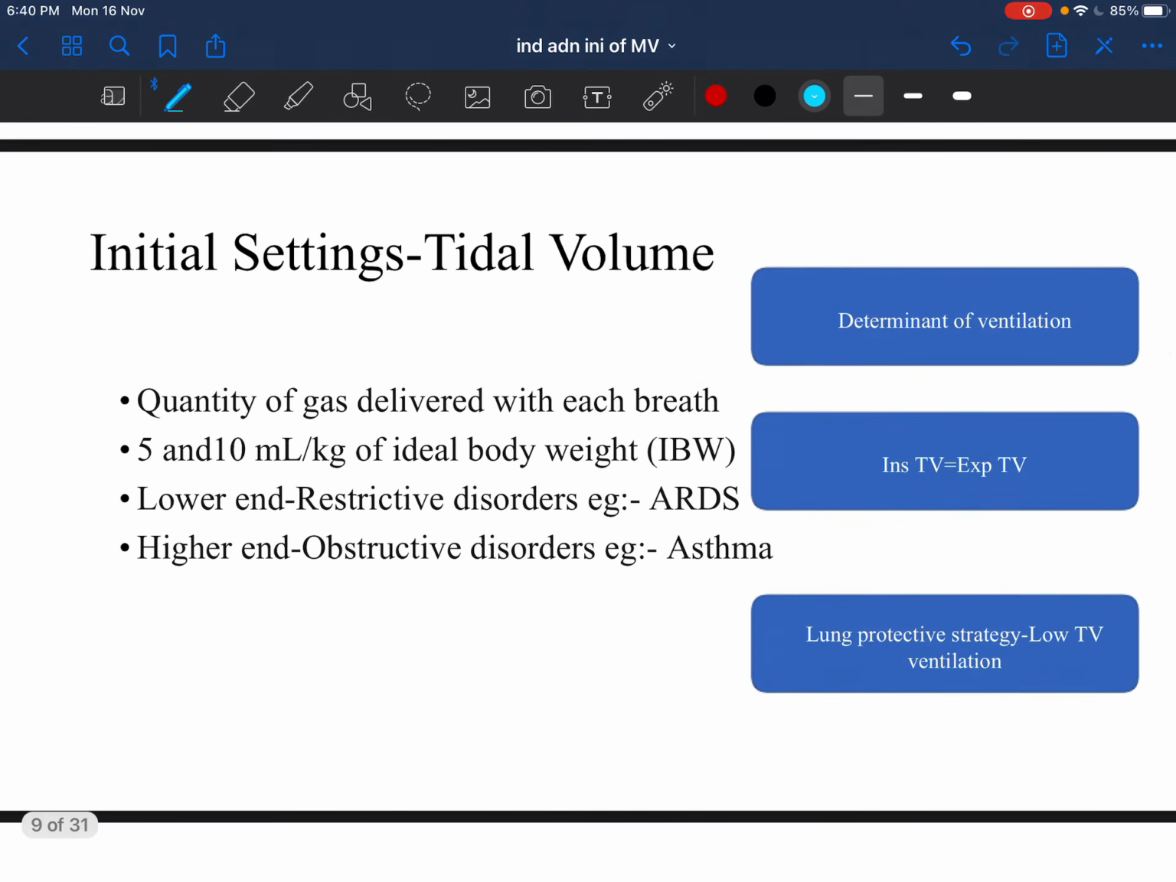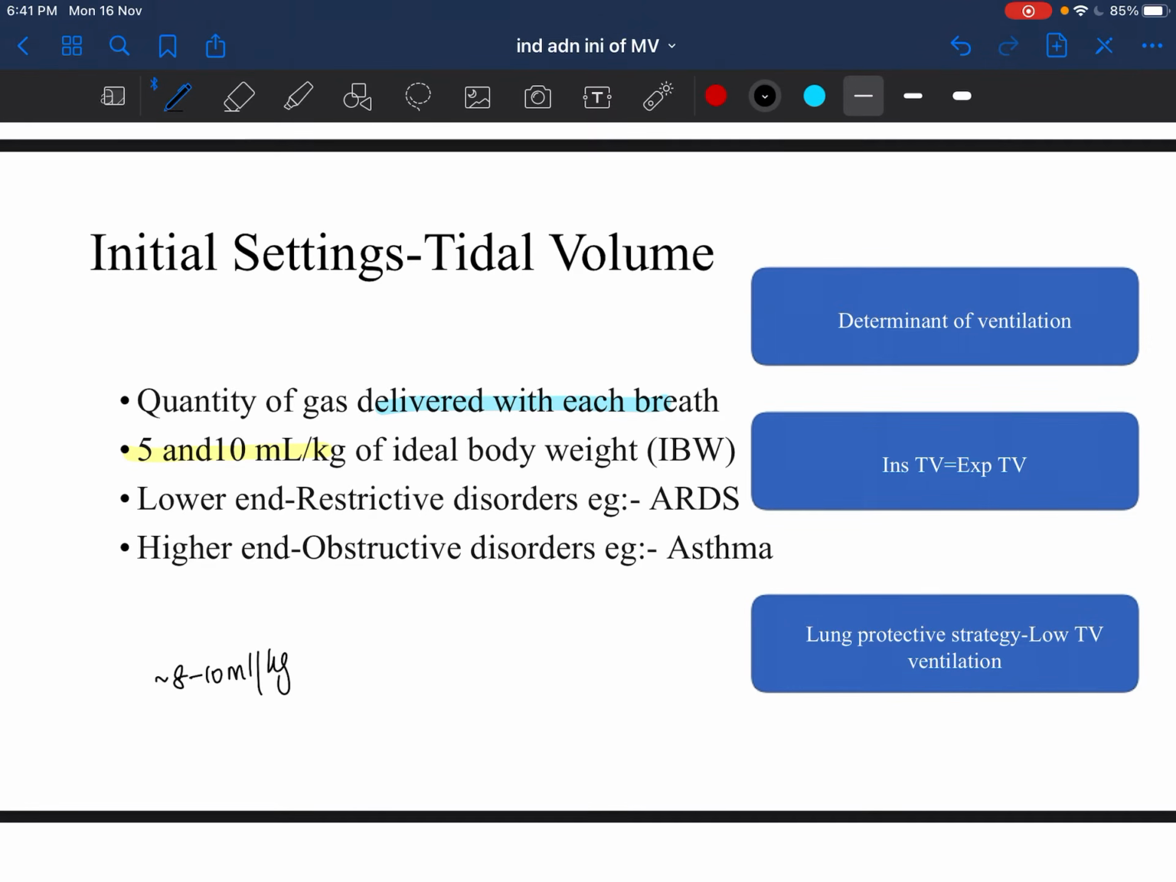So what are the initial settings that you want to choose? I will be discussing the individual settings on your ventilator. I will not go into extensive detail, but the basics of it and what you need to know. So what is tidal volume? Tidal volume is the amount of gas that is delivered with each breath. Okay, it can vary from 5 to 10 ml per kg of ideal body weight in the pediatric age group. This looks like a wide range, when in reality the normal adolescent or an older child may breathe anywhere from 8 to 10 ml per kg.